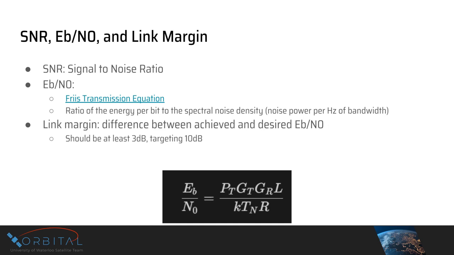Your link margin for a CubeSat should ideally be 10 dB. But in order to establish communication, you should aim for at least 3 dB in most systems. This is just to account for any potential losses that come up in the system after you've launched it, things that you can't predict. It just gives a little bit of margin for you to be sure that you can still transmit.